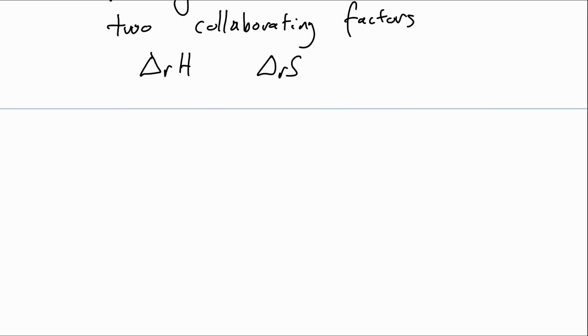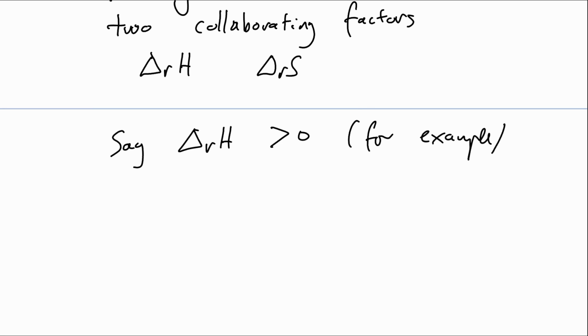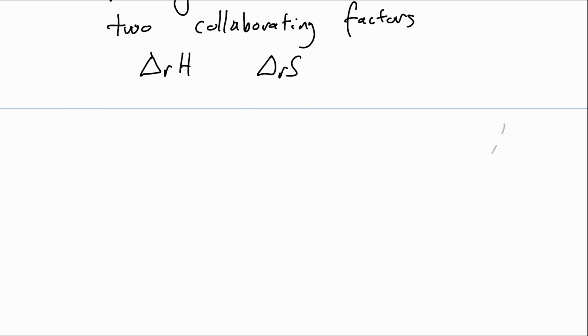So, let's see. So let's say delta RH was greater than 0, for example. Right? Well, let me actually make sure. Look, I can erase this blue line. That's kind of interesting. But then it comes back. You learn something new every day, don't you?